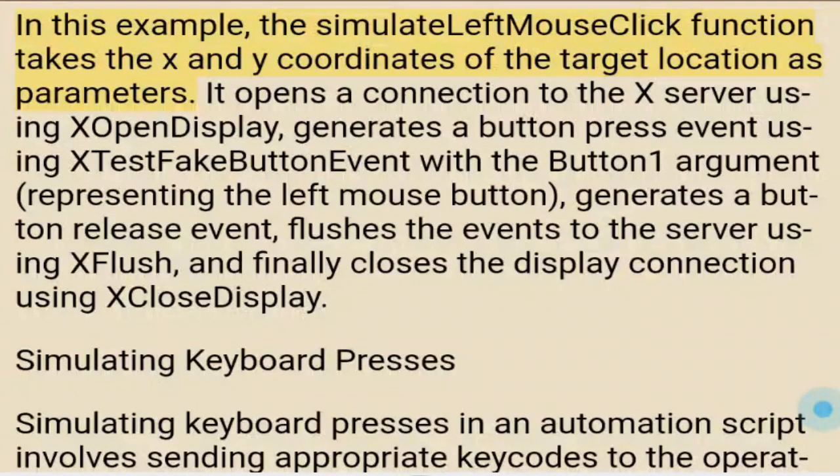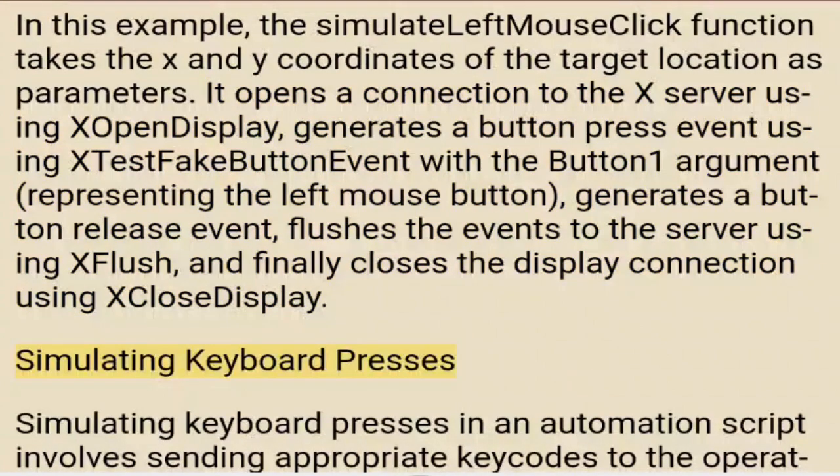In this example, the simulate_left_mouse_click function takes the x and y coordinates of the target location as parameters. It opens a connection to the X server using XOpenDisplay, generates a button press event using XTestFakeButtonEvent with the button 1 argument representing the left mouse button, generates a button release event, flushes the events to the server using XFlush, and finally closes the display connection using XCloseDisplay.